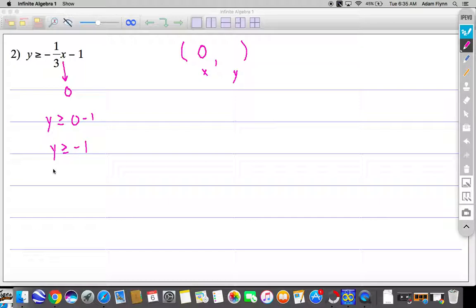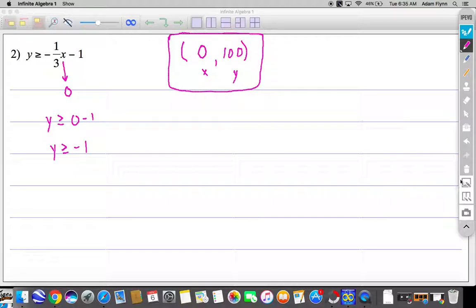So now I'm looking for some y coordinate that is greater than or equal to negative 1. Okay, so any number that is greater than or equal to negative 1, I'll pick 100. Perfect.